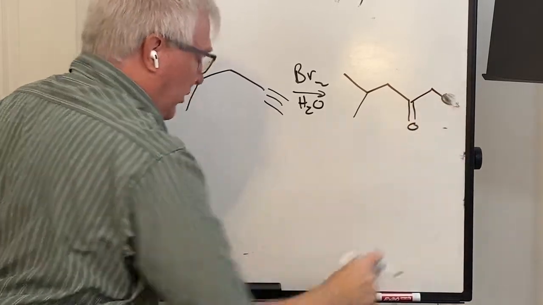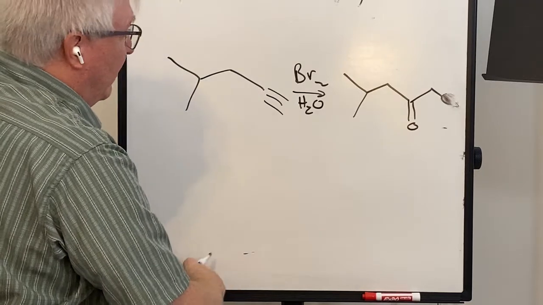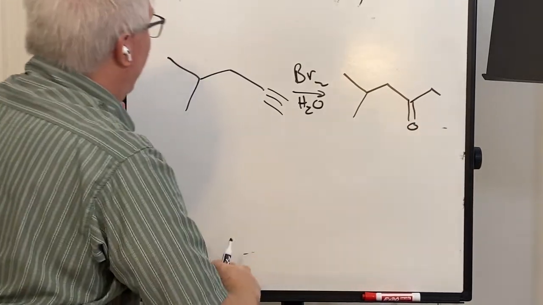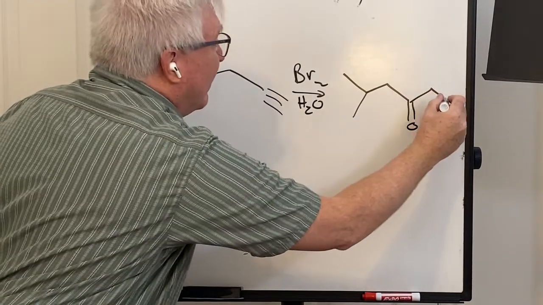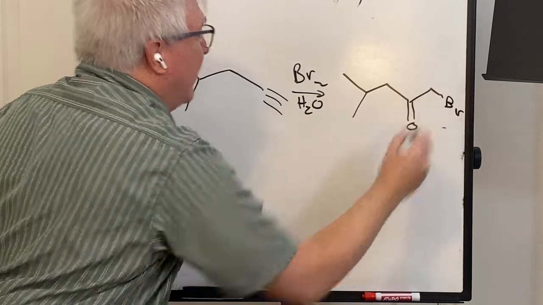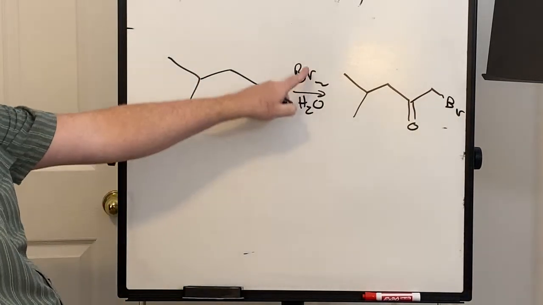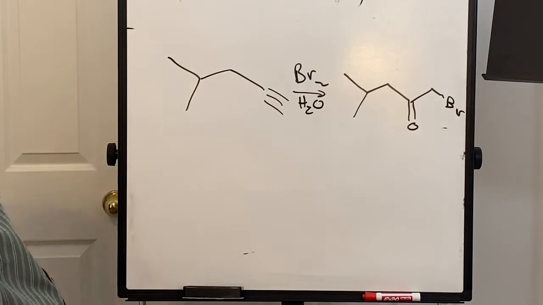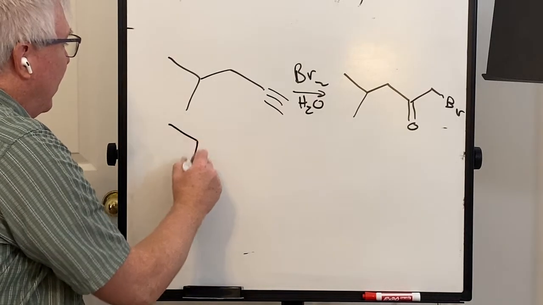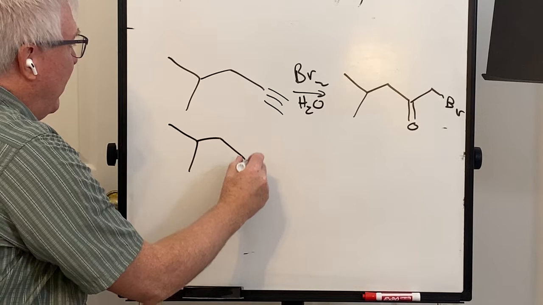So can you push electrons to convert this alkyne to this bromide? And this is a new reaction for you, but I think following the principles, you can figure that out. So if you want to pause that, work on that, that's fine. So what would you get here? You'd get the same bromonium ion.